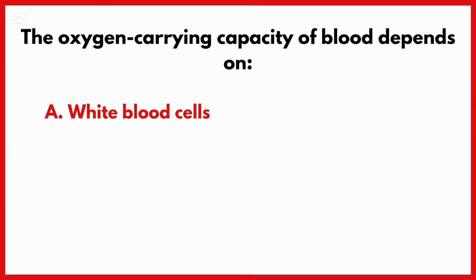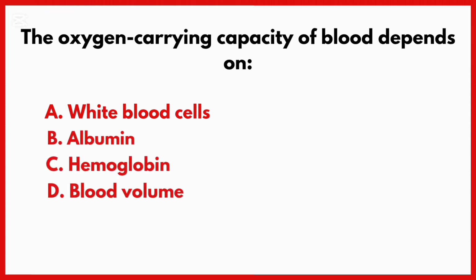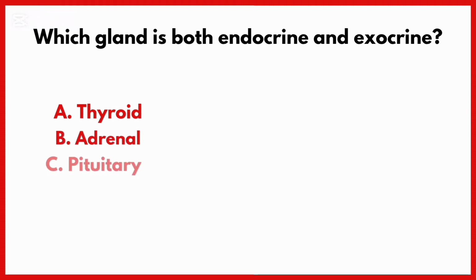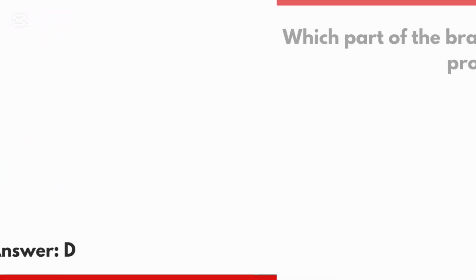The oxygen carrying capacity of blood depends on... Correct answer is option C, hemoglobin. Which gland is both endocrine and exocrine? Correct answer is option D, pancreas.